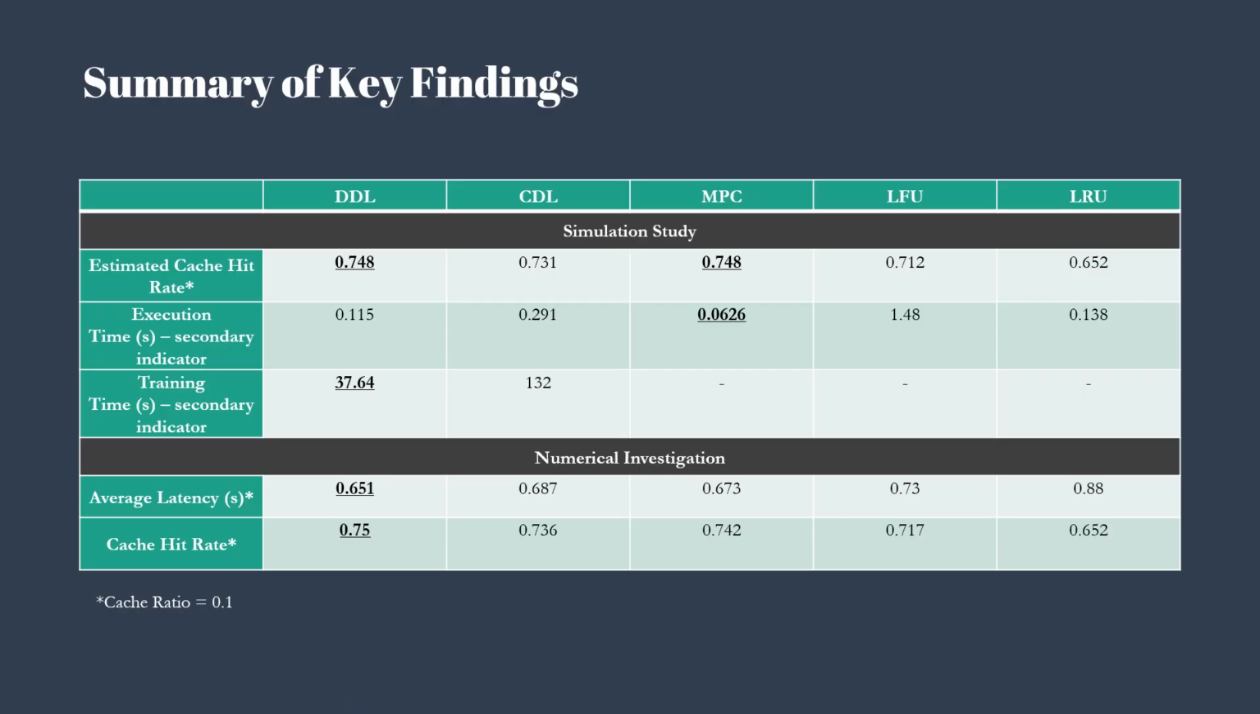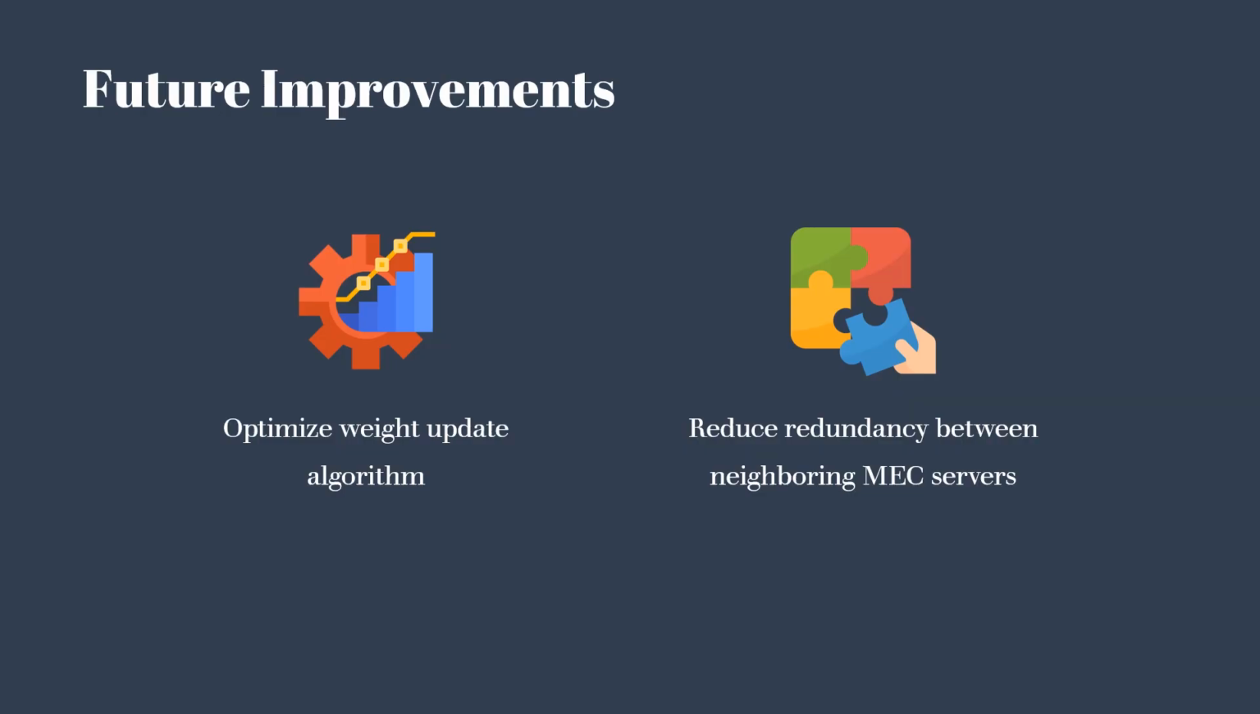Overall, judging by the key performance indicators, the proposed strategy was found to be able to satisfy the tight latency requirements of IoT use cases. Nevertheless, modifications can be made to optimize the proposed strategy, such as by making the weight update process more efficient or by reducing redundancies of cached contents among a cluster of MEC servers.